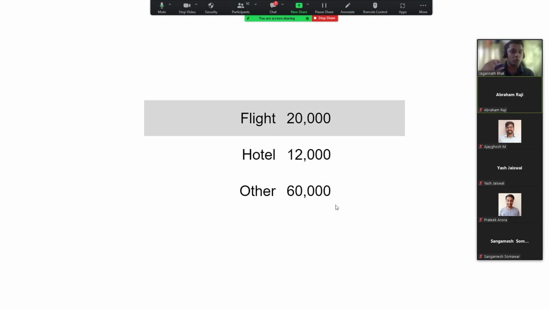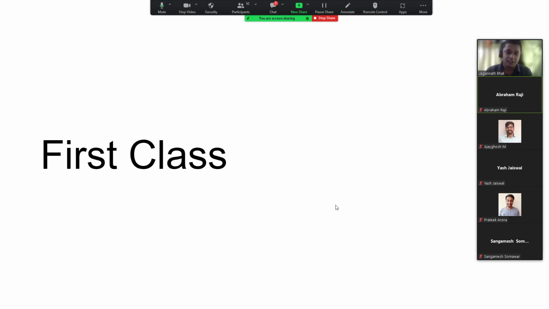For LTA, you can only claim the cost of transportation. You cannot claim the cost of accommodation, food, or anything else, just the transportation, hence the name leave travel allowance. But even here, there's a limit.